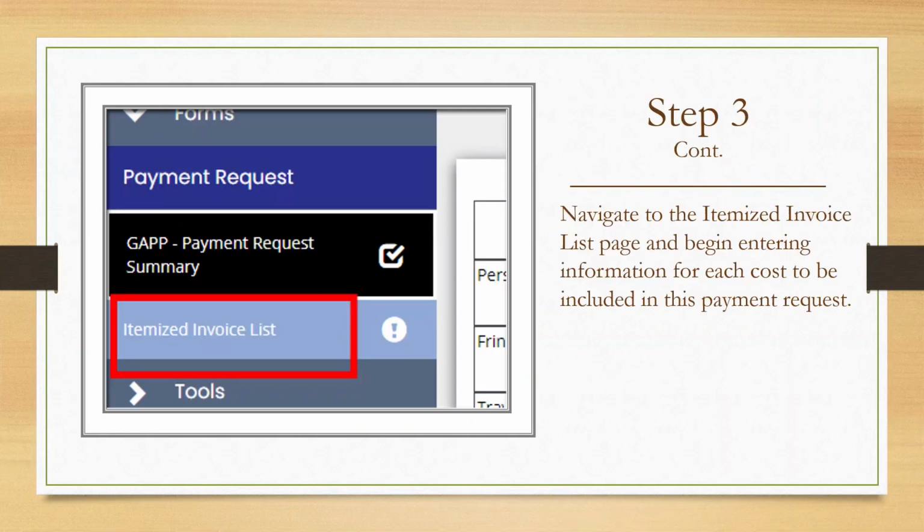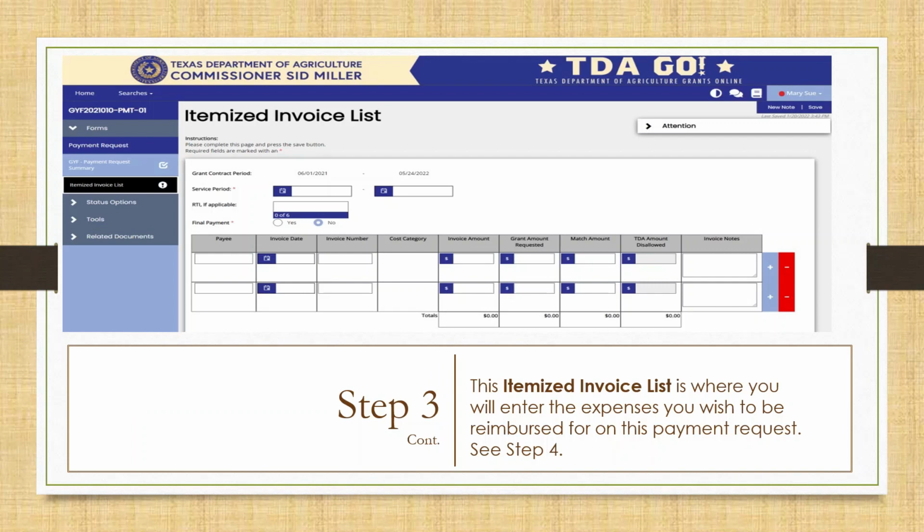The next step is to navigate to the itemized invoice list page, which will be located on your left, to click, and then begin entering information for each cost to be included in your payment request. On your itemized invoice list page is where you will enter your expenses you wish to be reimbursed for your payment request.